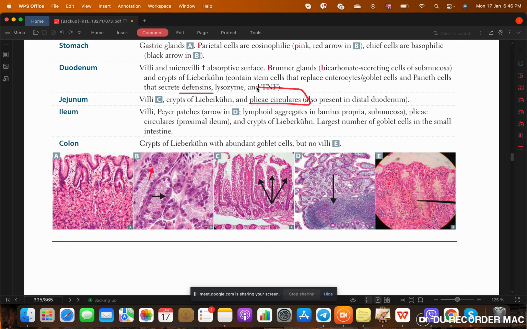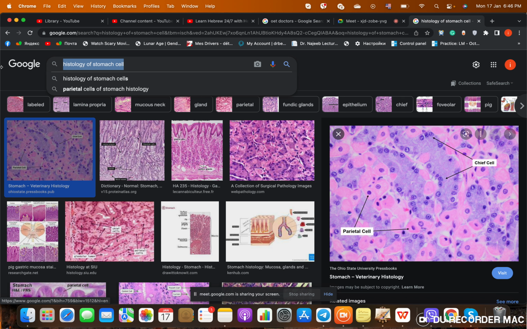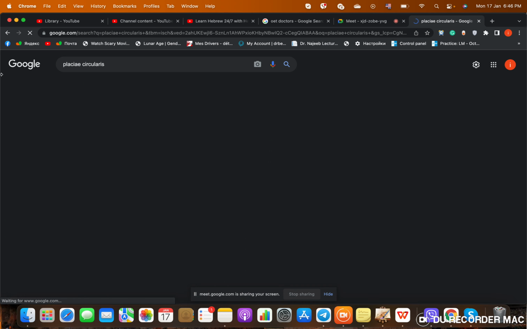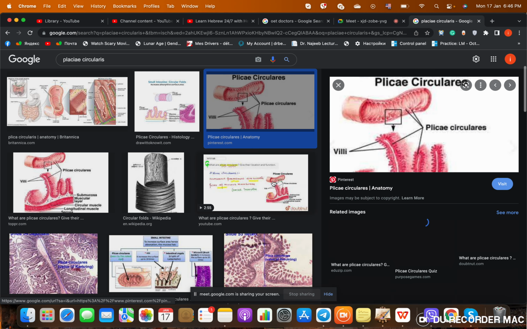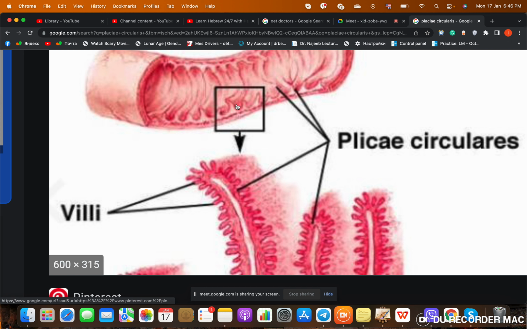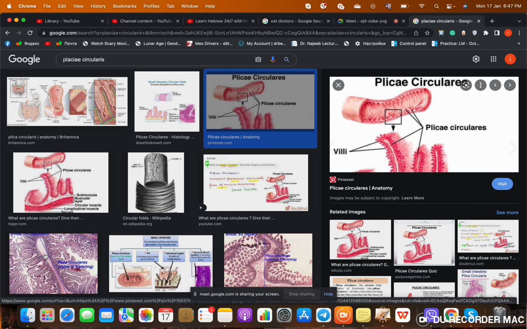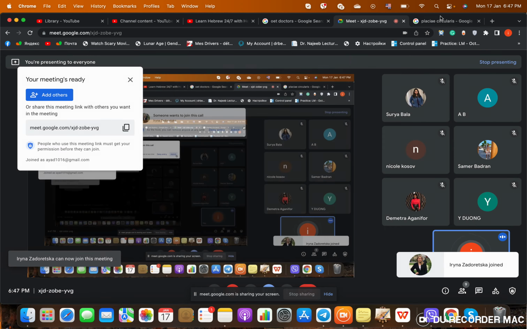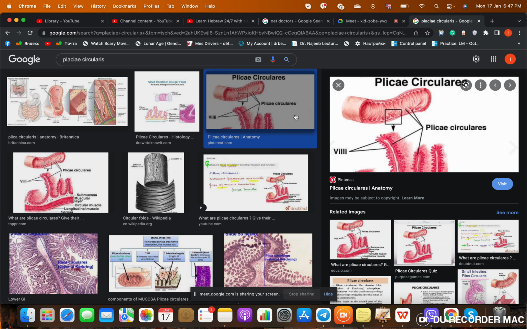And this is important. It has plicae circulares, which are present also in the distal ileum. Let me explain what these plicae circulares are and let me show you how they ask it. When we speak about the plicae circulares, it's this furrow. Can you see how it looks? We have so many bends in it. What you have to know is that it does not exist where? It does not exist in the ileum. Because it does not exist in the ileum, this is highly important.